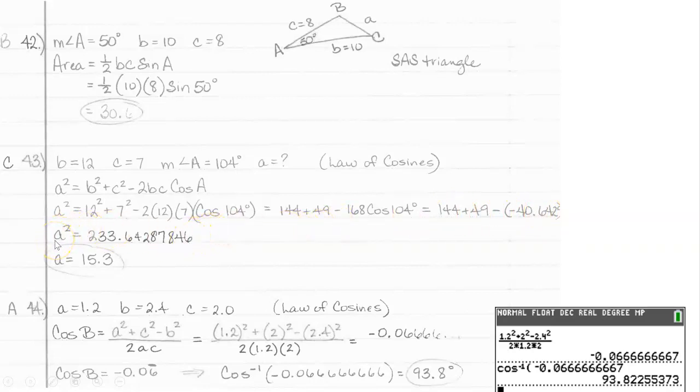So once we know what a squared is equal to, then let's take the square root of both sides, and we'll know that side A is 15.3. When we take the square root, we get plus or minus, but this is a side of a triangle, so it can only be positive.